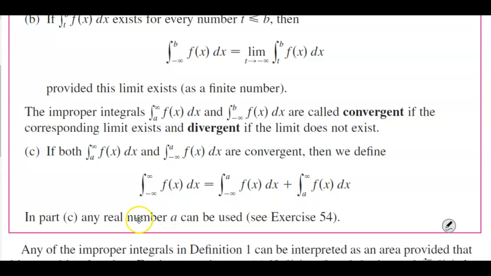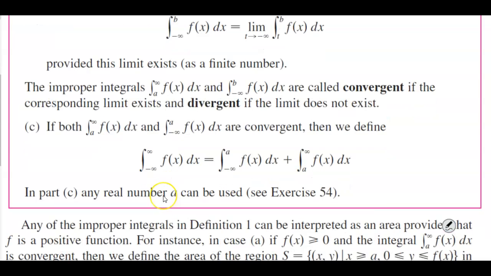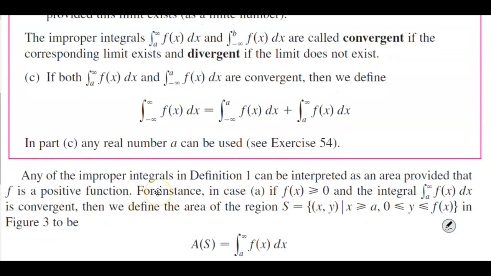Now in part C, any real number a can be used. Any of the improper integrals in definition 1 can be interpreted as an area provided that f is a positive function. So for instance, in case A, if the function is greater than or equal to 0 and the integral from a to infinity of that function is convergent, then we define the area of the region S as the set of points (x, y) such that x is greater than or equal to a and y is between 0 and f(x) inclusive.